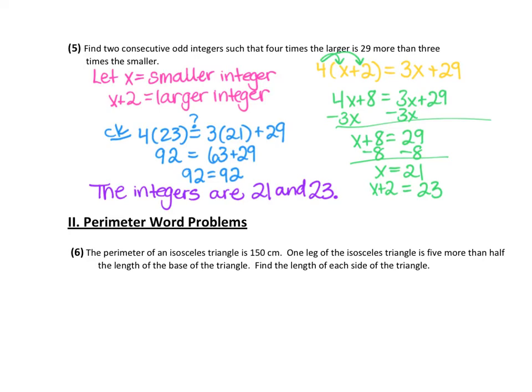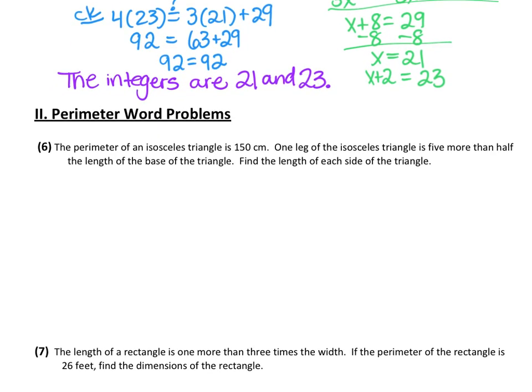Now I want to talk about perimeter word problems. With perimeter word problems, when you think perimeter, I want you to think picture. I want you to draw a picture to help you solve these perimeter problems when you get them. So let's look at number 6. The perimeter of an isosceles triangle is 150 centimeters. One leg of the isosceles triangle is 5 more than half the length of the base of the triangle. Find the length of each side of the triangle.